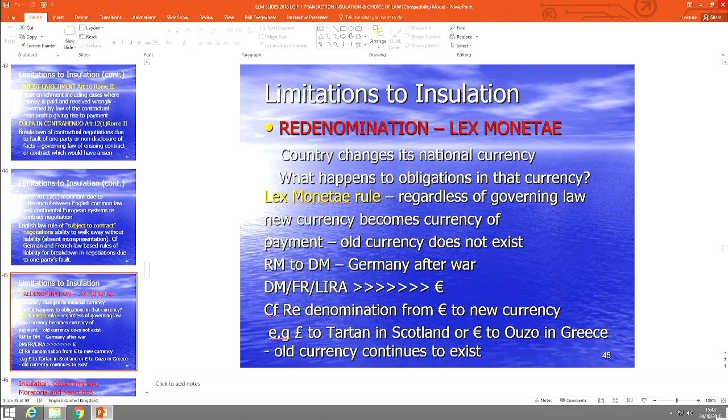The same answer is given assuming Scotland pulls out of the UK. Obligations denominated in pound sterling would remain because pound sterling as a currency has not been terminated or abolished. So while the Lex Monetae rule is important and does override the control of the governing law, it only applies in this restricted area where the old currency of the country ceases to exist completely. That won't happen in Scotland, and it certainly wouldn't have happened in Greece if Greece had decided to leave.